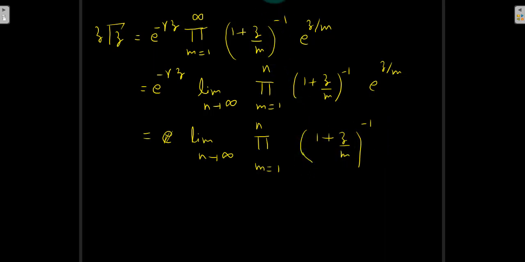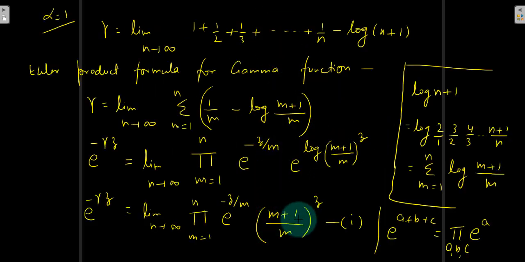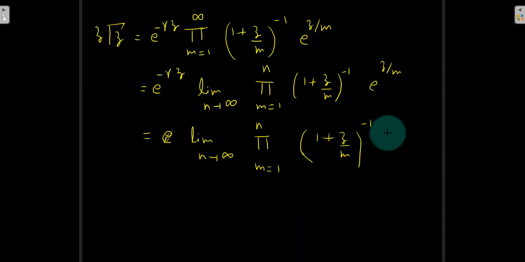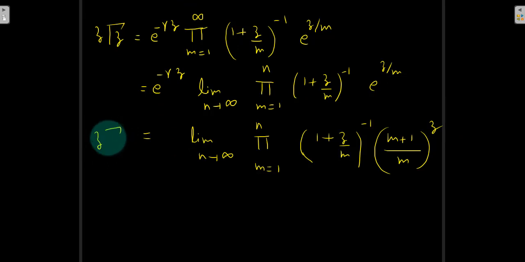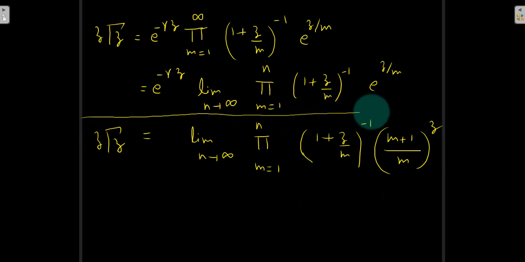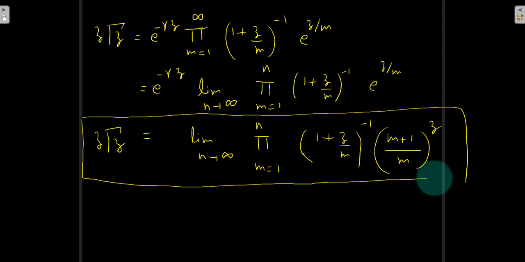And the other term is m plus 1 upon m to the power z. Okay, so this is gamma z, right? And this is the most important result, Euler's product expression for gamma function, and we have proved it with the help of this Weierstrass definition of gamma function.